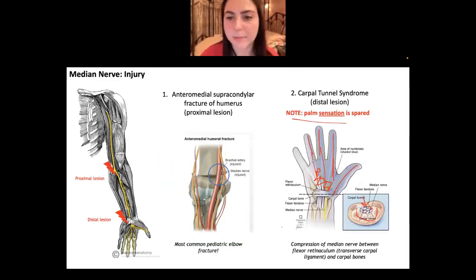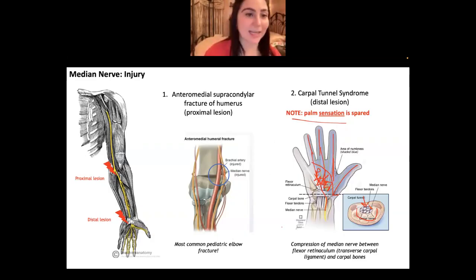In this image, I know it's probably showing it for simplicity, but your palm would be spared in carpal tunnel because of the palmar cutaneous branch. I think I have a picture to show this, but the median nerve is right here. It sends a branch over the flexor retinaculum, and it does a lot of the palm area, right here. So it can't be compressed in carpal tunnel.